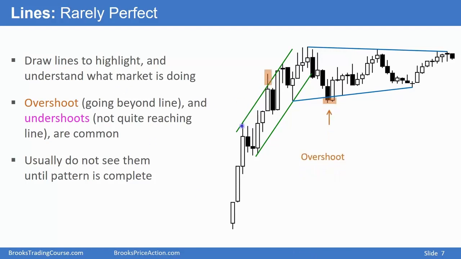Initially you draw a line using this high and that high, and then you might decide that this is a better high to use because it creates a parallel channel. And once you do that, then this high becomes an overshoot. It went above the top of the channel.